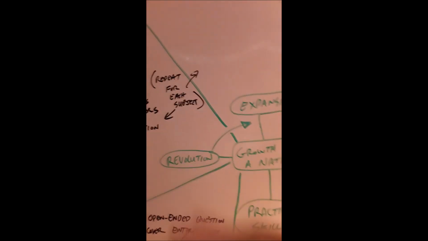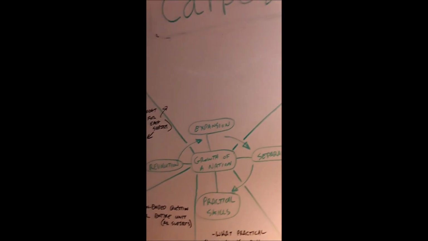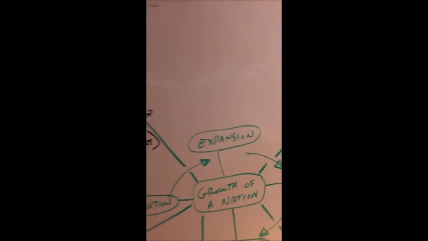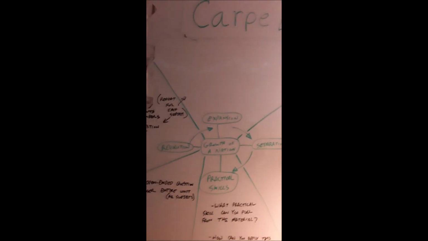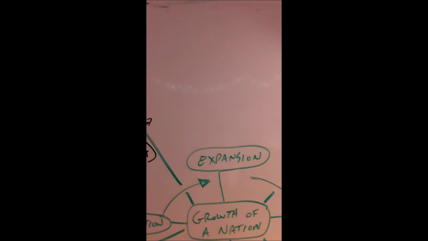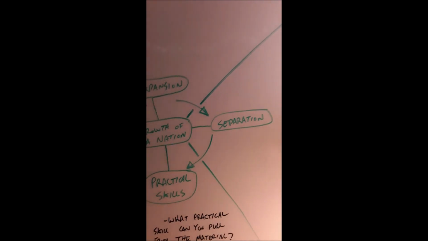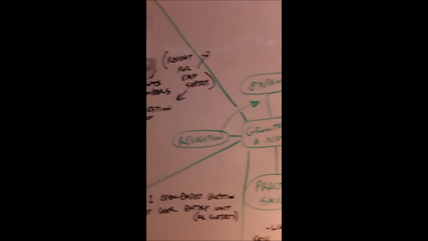They do the same thing. Expansion. Tell me everything you remember about expansion. Lewis and Clark Expedition, Louisiana Purchase, War of 1812, the Erie Canal, like whatever. Again, they write all the things down, branches, images, wherever they want. Same thing for separation. Okay? They complete all that.